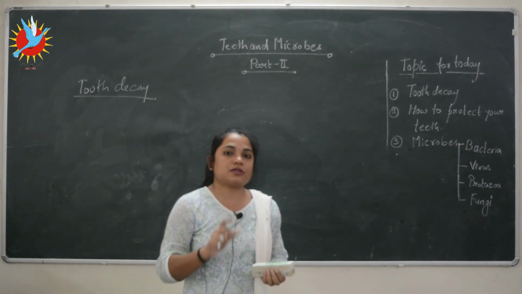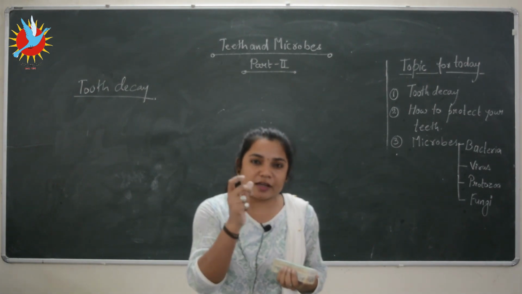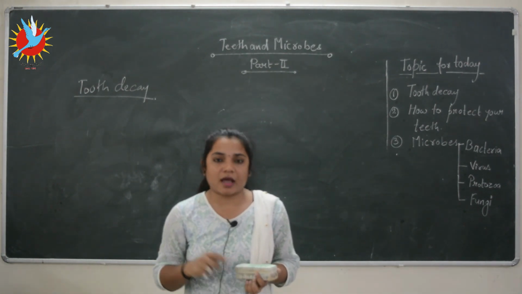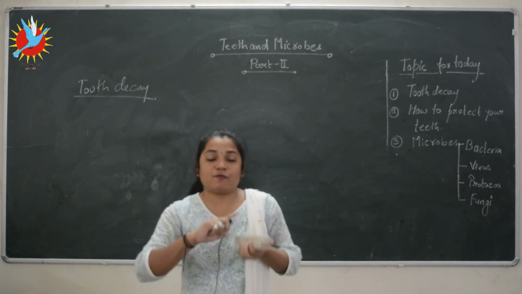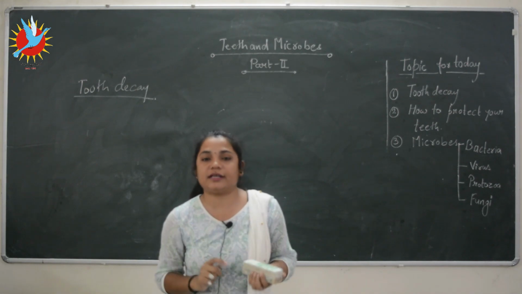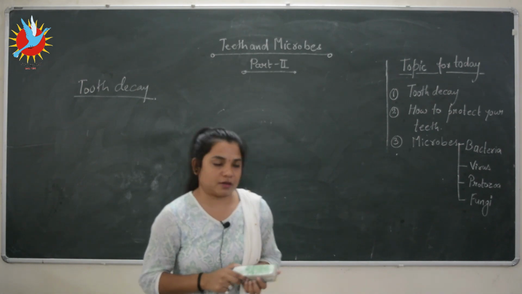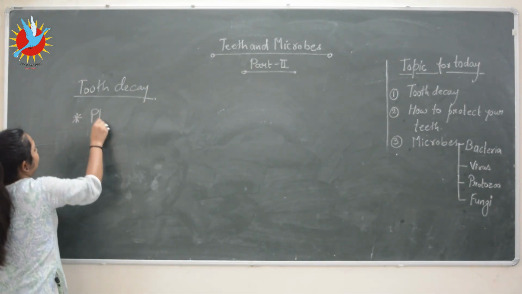Well, students, whenever we eat something, the finer particles of that food get stuck in our teeth. The germs or the bacteria breed there and form a yellowish layer around the teeth and the roots. This yellowish layer is known as plaque. First of all, I'm going to write down the definition of plaque.